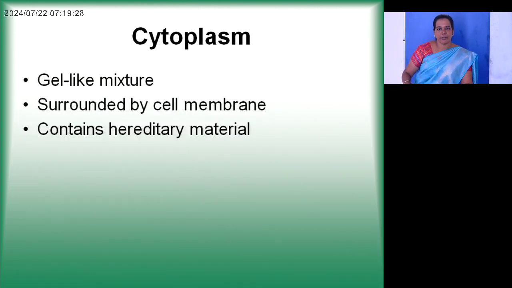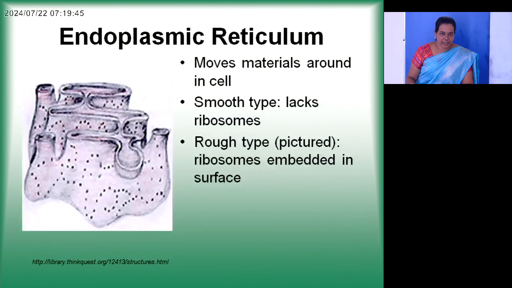The next one is the cytoplasm. It is a gel-like matrix. It covers almost the entire inside area of the cell. All the cell organelles are embedded in the cytoplasm. It also contains the nucleus, and all the elements of the cell are embedded in the cytoplasm.